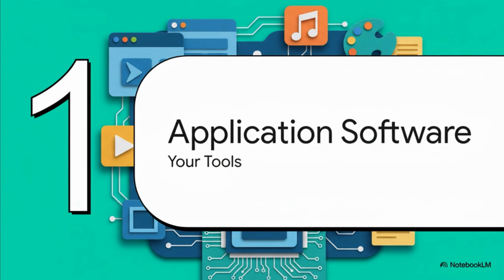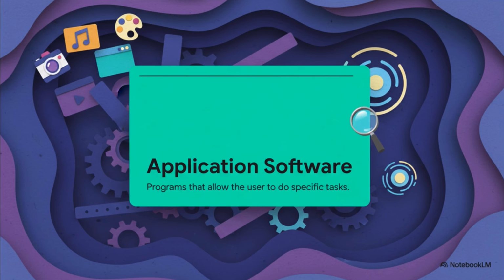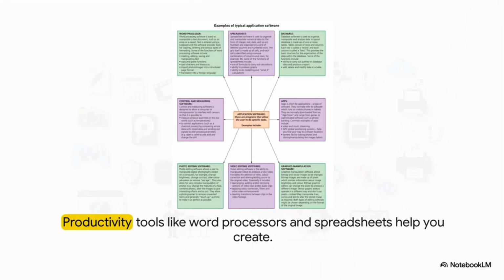Basically, these are all of our digital tools. To put it simply, an application, or an app, is just a program designed to help you, the user, do something specific. It could be writing an essay, editing a photo, or just scrolling through the internet. Let's zoom in on a couple of examples here. First up, we've got our productivity tools. You can see things listed like word processors for writing, or spreadsheets for organizing data and crunching numbers. These are really the workhorses of the software world.